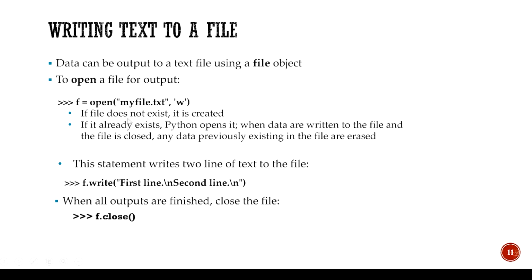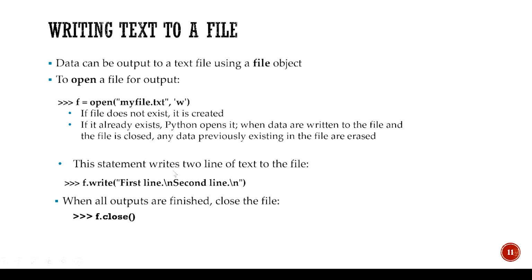So if the file doesn't exist, it is created. So you are going to see myfile.txt. If it already exists, Python opens it, when data are written to the file and the file is closed, any data previously existing in the file are erased. So you override it with new data.